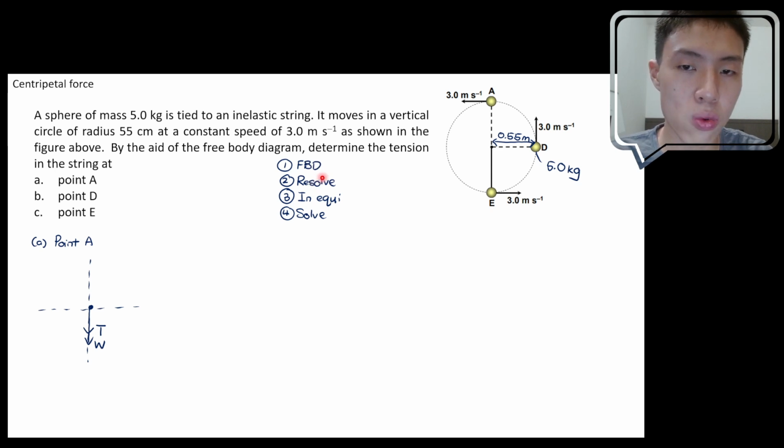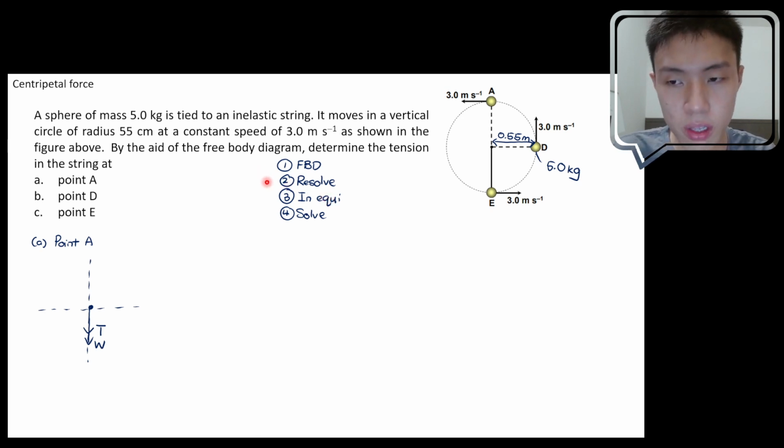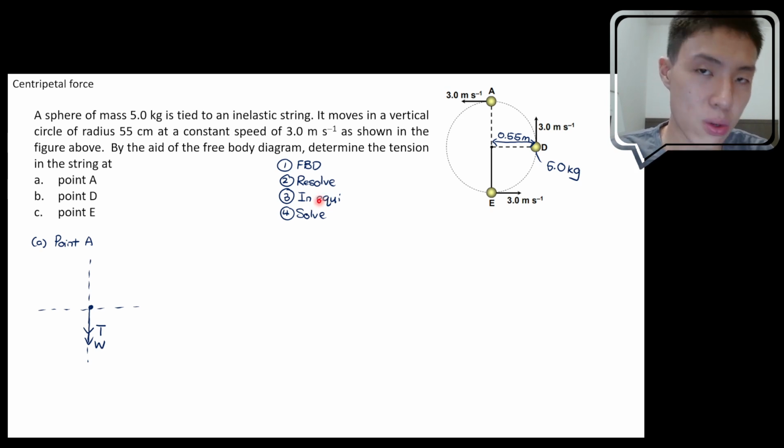Let's move to step 2, where we resolve the free body diagram. If you look at this free body diagram, the only 2 forces we have are in the y-axis. So they don't need to be resolved because they are on the axis itself. We may skip step 2 and proceed to step 3. For step 3, we check whether each axis is in equilibrium or not. If it's in equilibrium, we solve it using sum of F equals 0. If it's not in equilibrium, we solve it using sum of F equals ma.